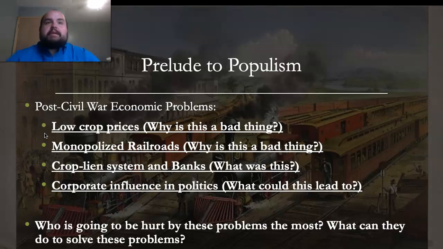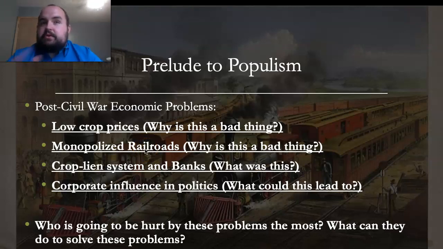But yeah, as you could probably guess, especially any of you who are involved in some kind of small business or farming, low crop prices obviously means that the farmers aren't going to be generating much money, because you're going to sell a lot of crops, but not necessarily get much back for it. That's going to, of course, hurt especially the farmer and working class people in America. The railroads are monopolized. Why is that such a bad thing?